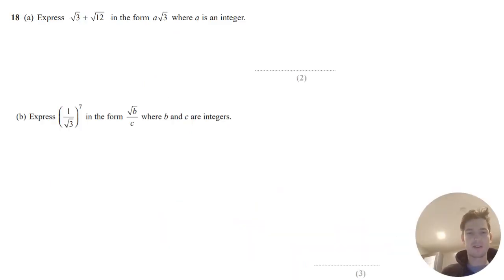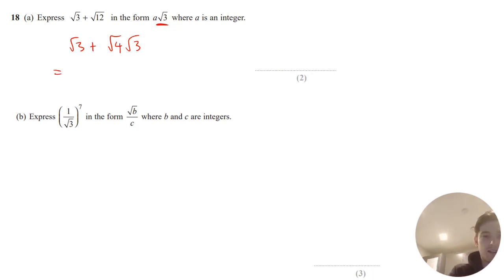Okay, a third question for question 18. First part, express root 3 plus root 12 in the form a root 3. Okay, well, root 3 is already in the form a root 3, so let's leave that. What about root 12? Well, I need to simplify this, and I know that one of the factors has to be root 3. So what times by 3 gives me 12? Obviously 4.